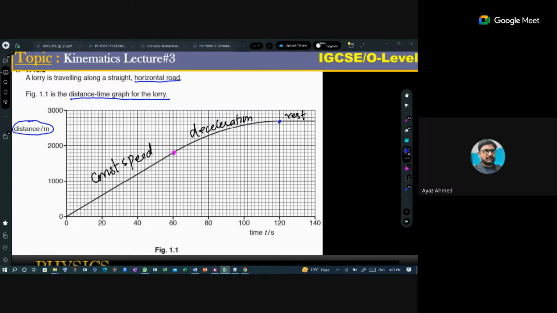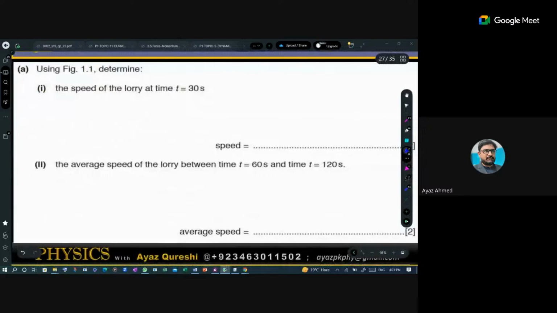Very good. Because gradient is constant, speed is constant. Gradient decreases, so speed decreases, so it is deceleration. Here gradient 0, so speed 0, it is rest. Well done. Now let's talk about the question.